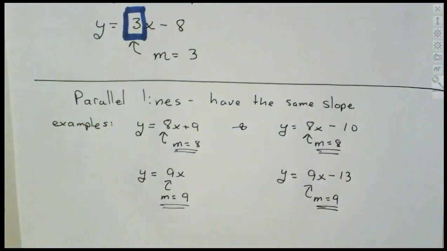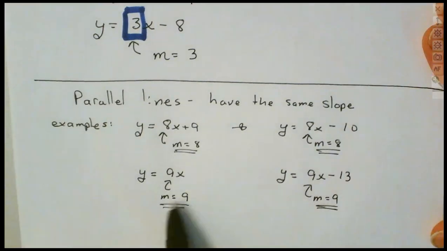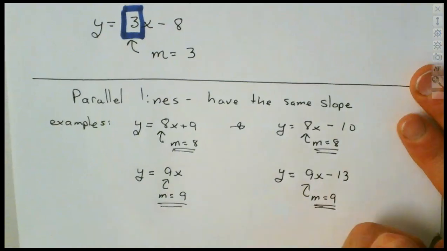Now, when we are working with equations, they're not going to be solved for y. We're going to have to do that to get the slope first. So when we look at parallel and perpendicular lines, we have to do a little bit extra. We have to solve it first to get the slopes. But if the slopes are the same, right, then they are parallel.